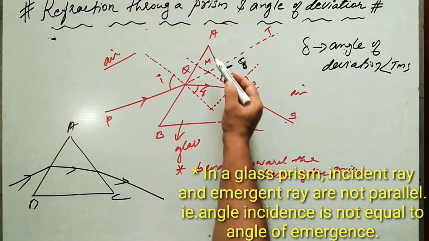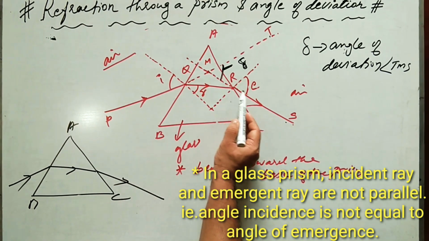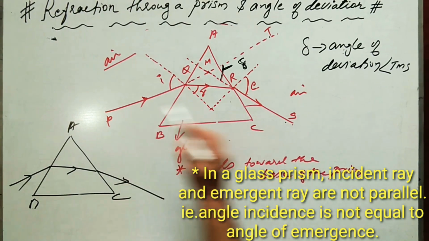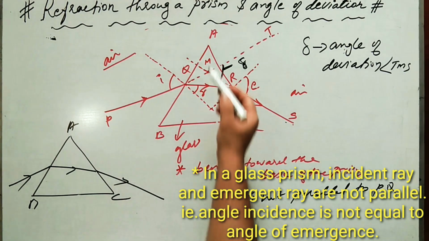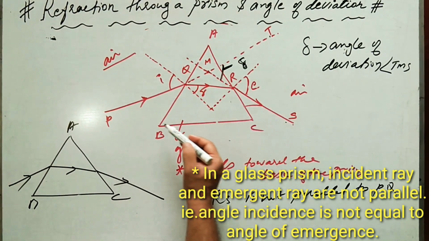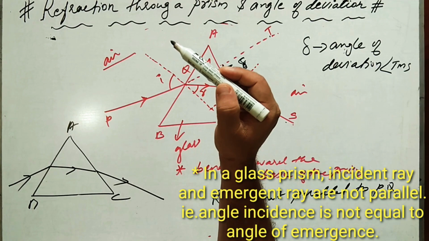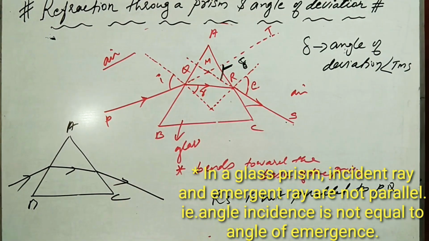In case of refraction through a glass prism, the emergent ray is never parallel to the incident ray. Here I can say that RS is not parallel to PQ, the incident ray. Why? Because AB and AC, being the two refracting surfaces, are not parallel, they are inclined.